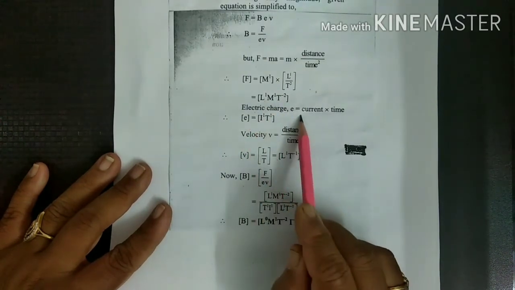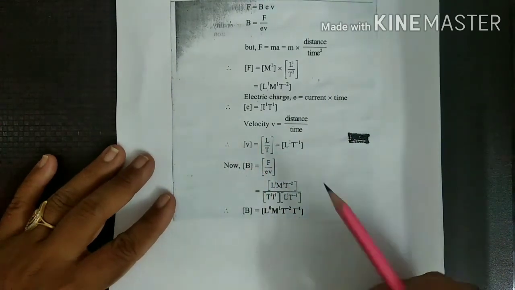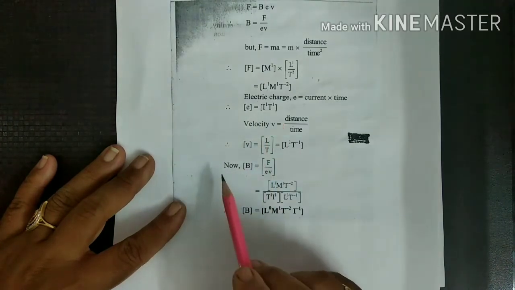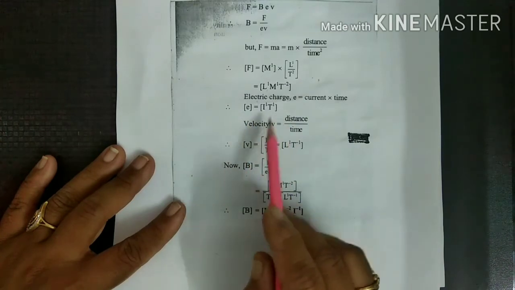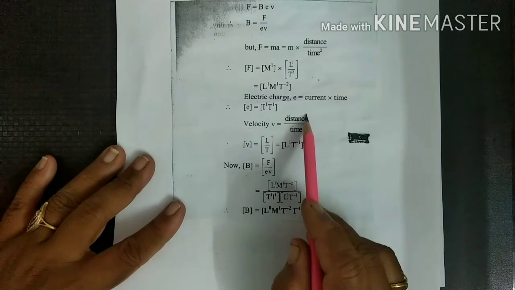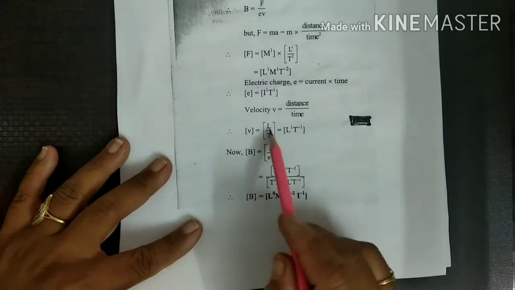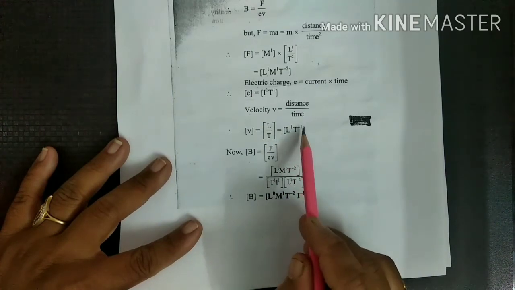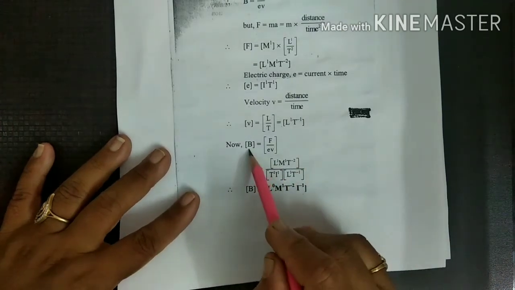Electric charge E is equal to current into time. Therefore E is equal to I raised to the power 1, T raised to the power 1. By using that formula we take the dimensions. Next, velocity v is equal to distance upon time. Therefore v equals L by T, which is L raised to the power 1, T raised to the power minus 1. Then we have to find the dimensions of B.